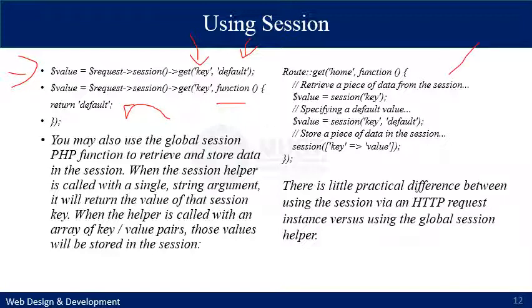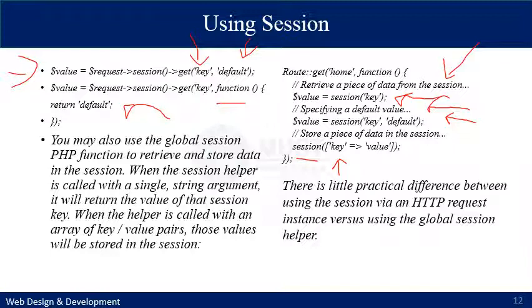The first example retrieves a piece of data from the session and is the simple way to access the value of the key from the session. The second specifies a default value. If there is no key in the session, the default value will be provided as the value. Then if you want to store some value into the session, you can use the session global helper and specify an array with the key value pairs to store the data into the session.